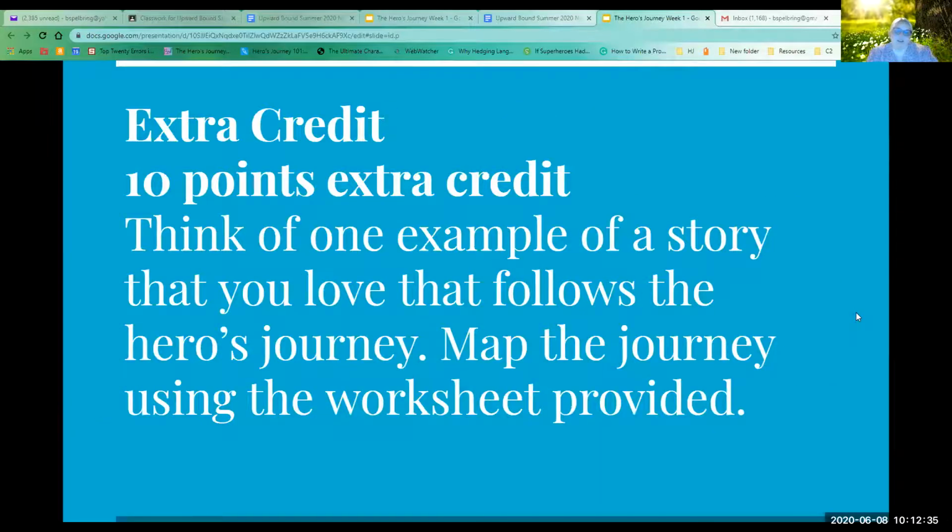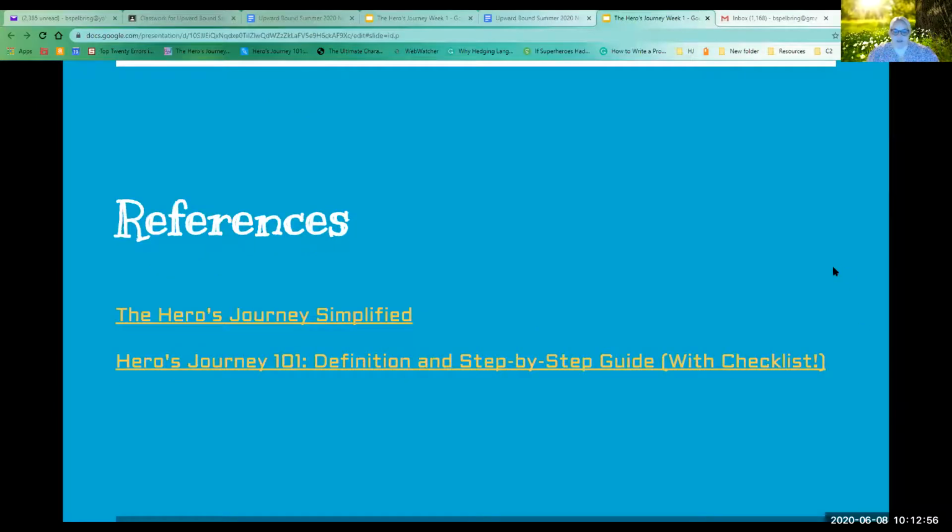All right, so some extra credit. You can take the hero's journey and show how a story that you love follows the hero's journey. So you're going to map that. It doesn't have to be beautiful. You can just draw it out and take a picture. Map the journey using the worksheet provided. So anything that shows the hero's journey, as long as it's in the right order.